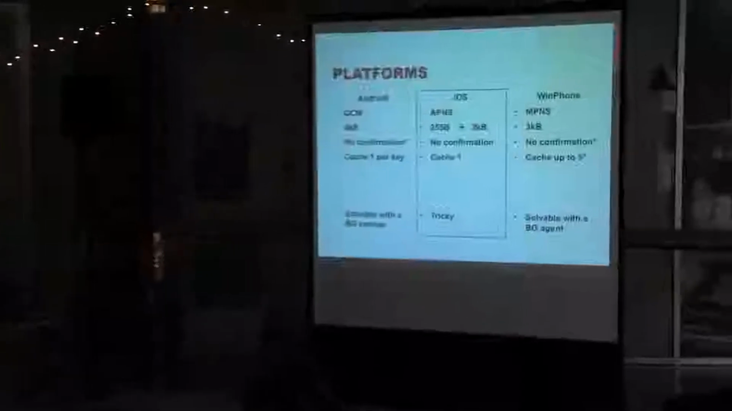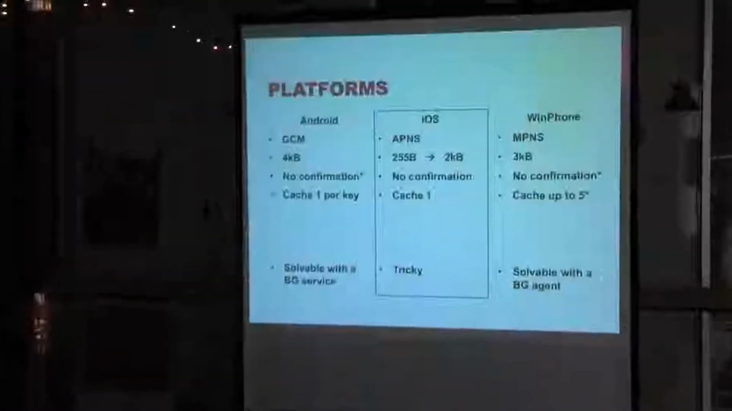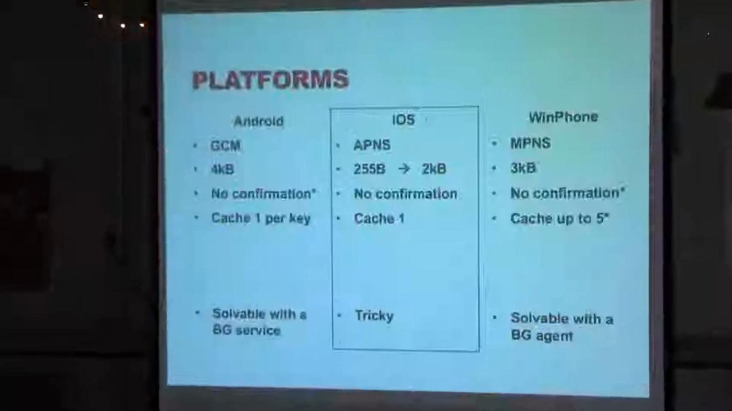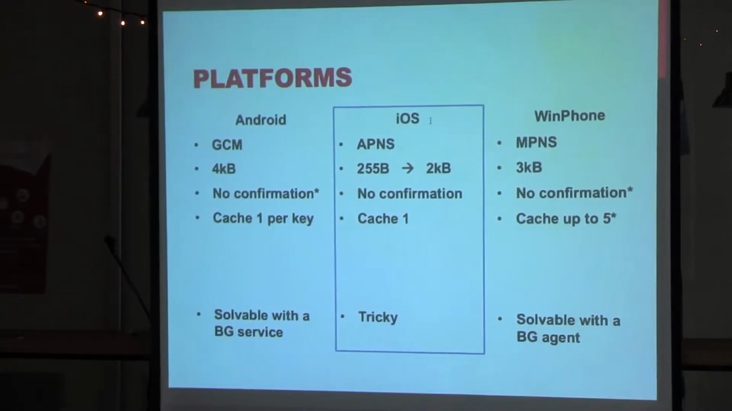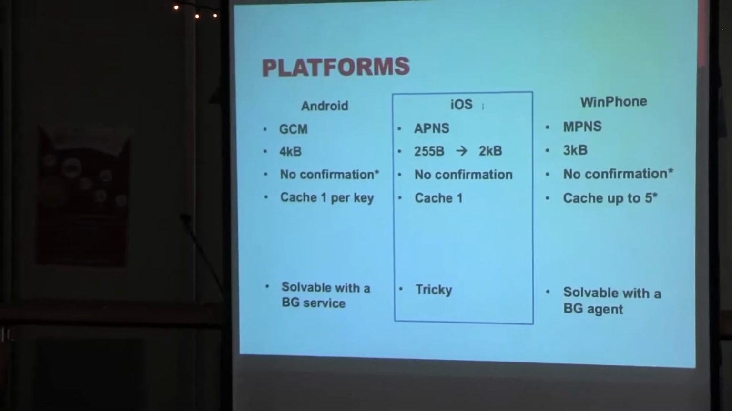All three platforms offer a push notification service. So our backend servers can send requests to the notification providers, and they will dispatch notifications to our devices. And well, the problem is on the third line, where it says no confirmation. On Android and Windows Phone, we can get feedback in a way that the server will tell us if the notification was sent, but there is still no end-to-end delivery confirmation. So that's a problem.